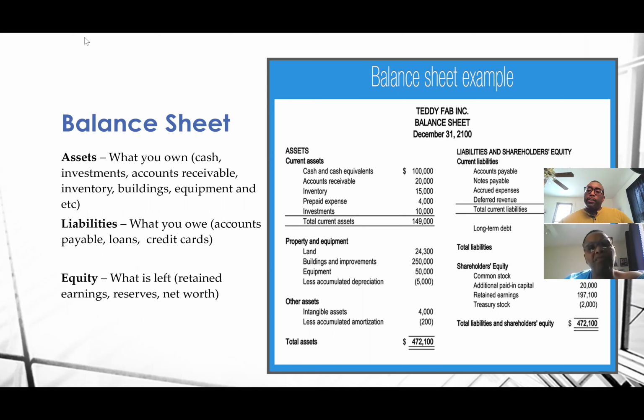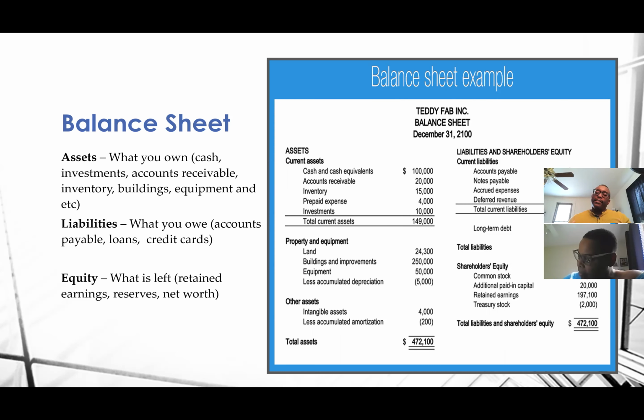And once again, the example that we have over here is we have accounts payable, notes payable, those things are typically long-term debt. Those are your liabilities. Now, the last part of a balance sheet is equity. And that is what is left after you have your assets, what you own, less what you owe to other people. What's left is your equity.